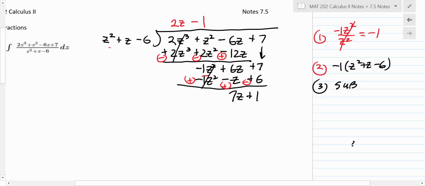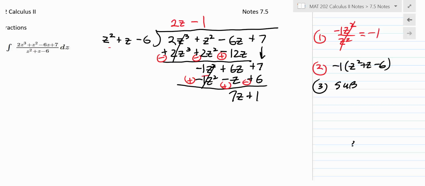Okay, now I'm going to ask you a question on this. This is kind of important. How do I know I'm done? Because now the power of that is lower than that. If you did z over z squared, you would end up having a negative exponent, right? So we're done with the division, and what we need to do is write this like this.